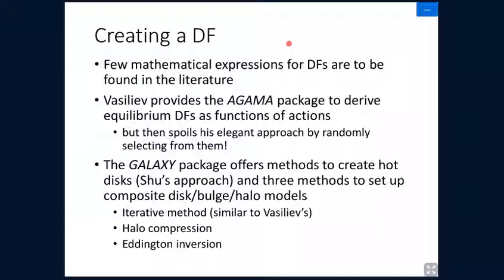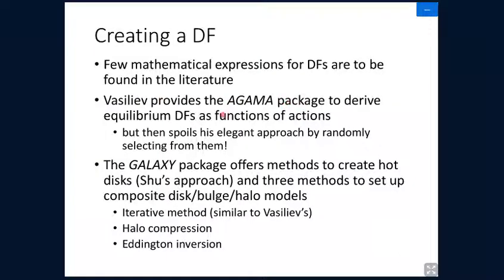That presents a problem, because you really don't want to be just working with an analytic Kuzmin-Toomre disk or something like that. You want to use realistic galaxy models with disks and halos, and there are no distribution functions for disks embedded in halos that I know of in the literature. There's Vasiliev, who works in Cambridge, who has the AGAMA package, which is extremely powerful. It will derive distribution functions as functions of actions for any arbitrary model, and that will give you very nice initial distribution functions. They solve them by an iterative method.